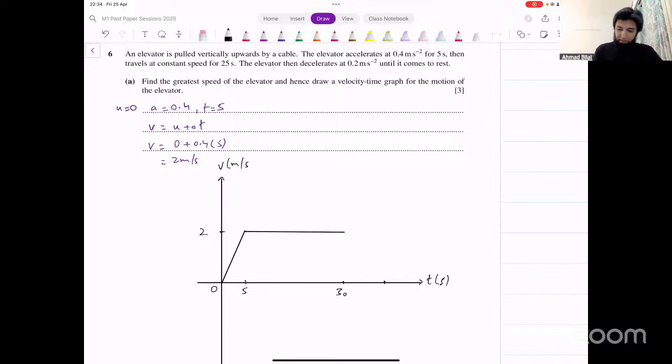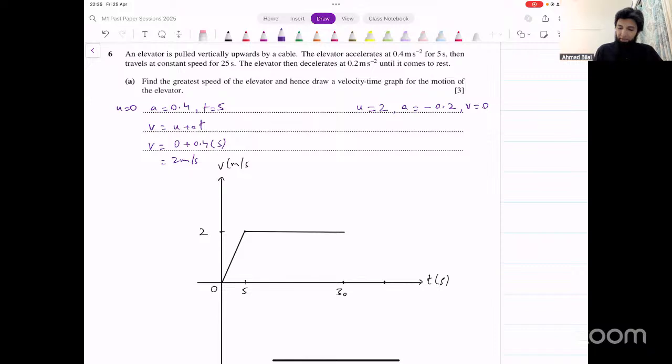Now for the last part of the journey, we're given the deceleration. Can we figure out the point at which it comes to rest? Let's consider the last part of the journey. We know the initial velocity, that will be 2. I'm considering this part when it's decelerating. We know the deceleration is 0.2, right? So acceleration will be negative 0.2. And what else do we know? It comes to rest. We know the final velocity. v is equal to 0.